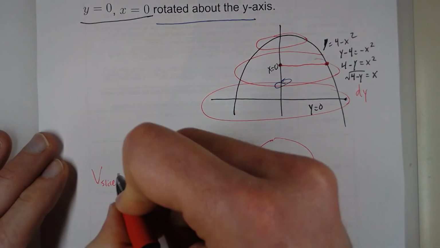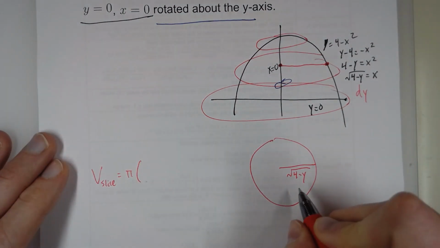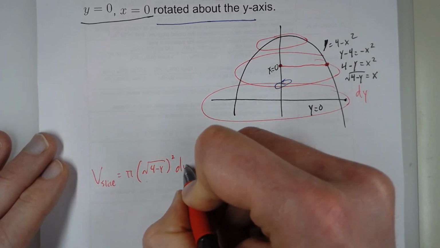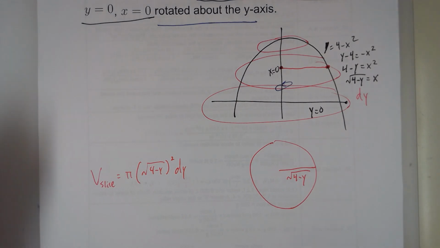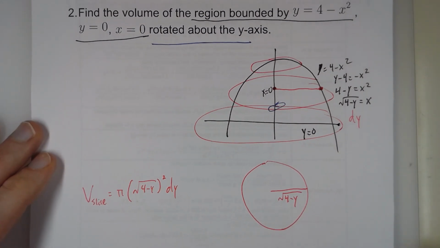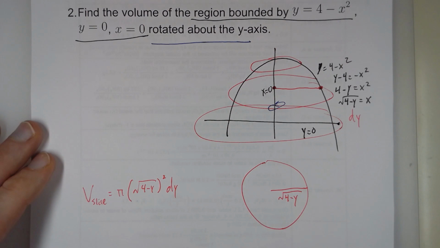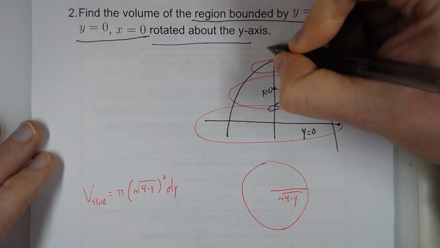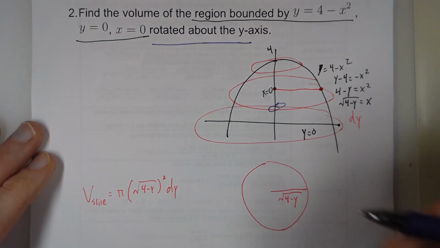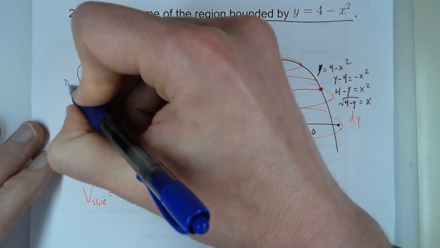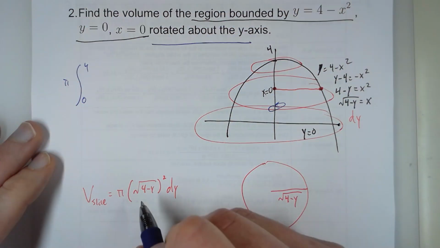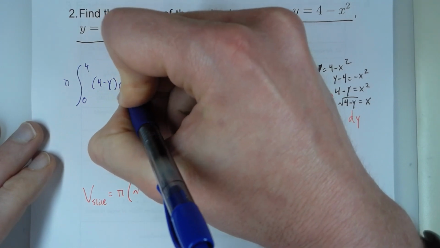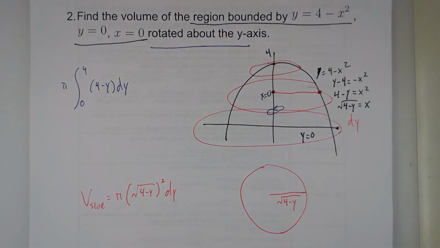So the volume of this slice is pi times the radius, square root of 4 minus y, squared, dy. Now I'm adding up all these slices up and down this way. So it's starting when y is 0 and going till it's up here when y is 4. So we have pi, 0, 4. Now here the square and the square root cancel out, so we have 4 minus y dy. There is our integral.